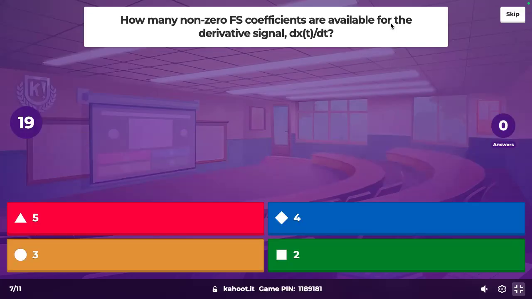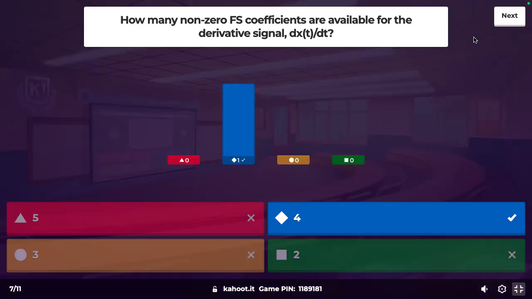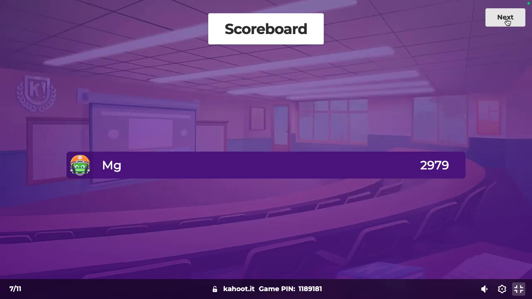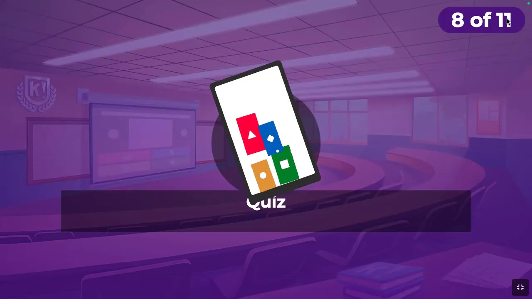Okay. And how many non-zero FS coefficients are available for the derivative signal? Yeah. After the derivative, A0 will disappear, am I right? Yeah, that's right, because A0 just disappears. But the other terms will be there.